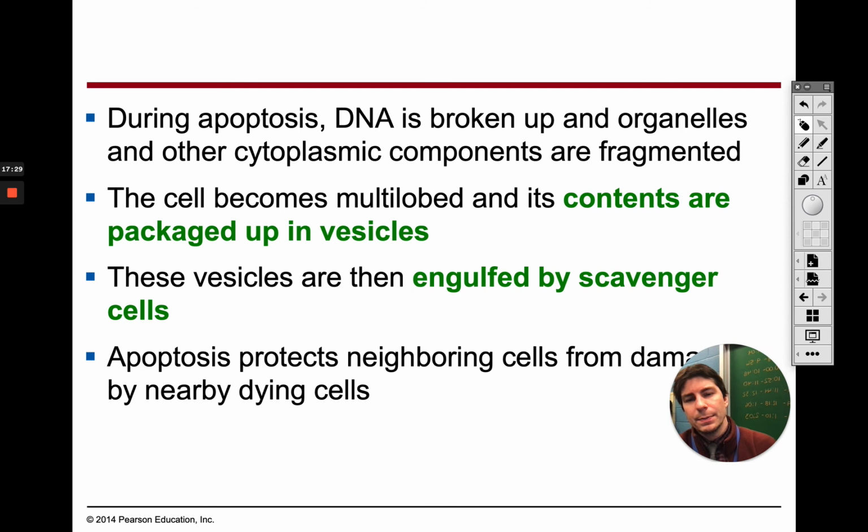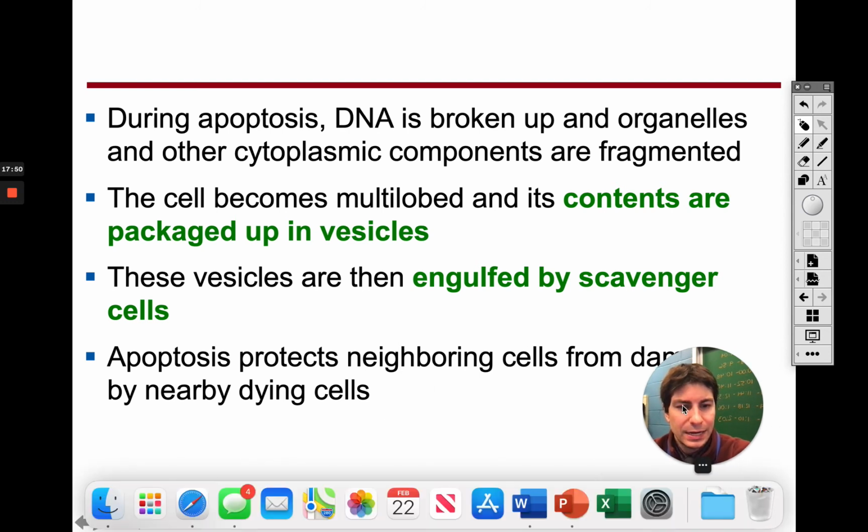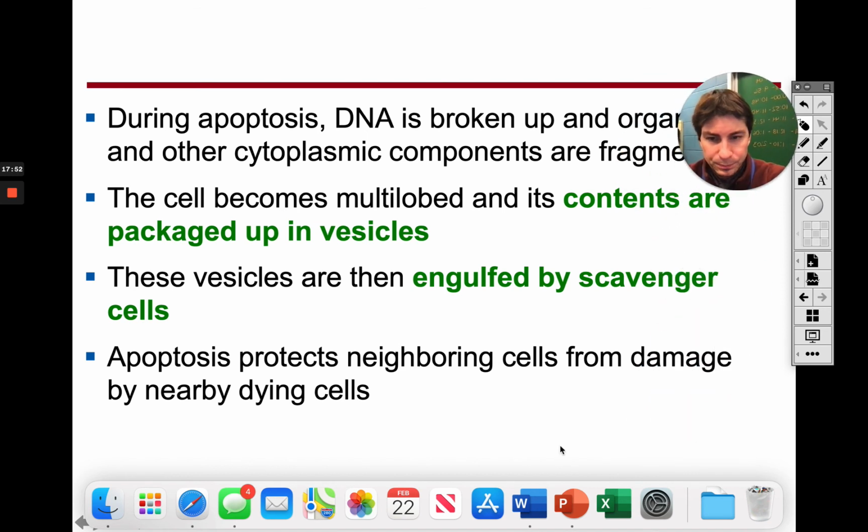So during apoptosis, we break down the DNA, we break down the organelles, we break down pretty much everything in the cell, and the cell, it says, is fragmented. All of these fragments of the cell are going to be broken up, packaged up into vesicles, and then engulfed by another cell that comes by.